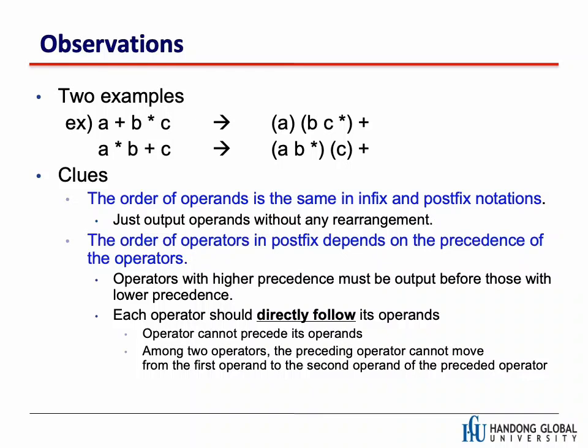And each operator should directly follow its operands. That's another important thing. All the operators should follow their operands. Look at a star b. When we translate, it should be a b star, so star follows a b. And look at the first example, a plus b times c. b times c is kind of an operand, so it is actually a plus something. Then plus should be right after this something, so it follows the operand. In this case, the operand is one expression though. Okay, that's it.